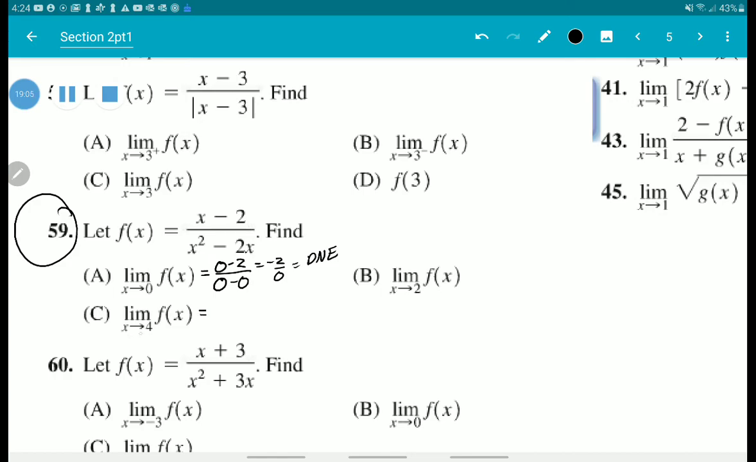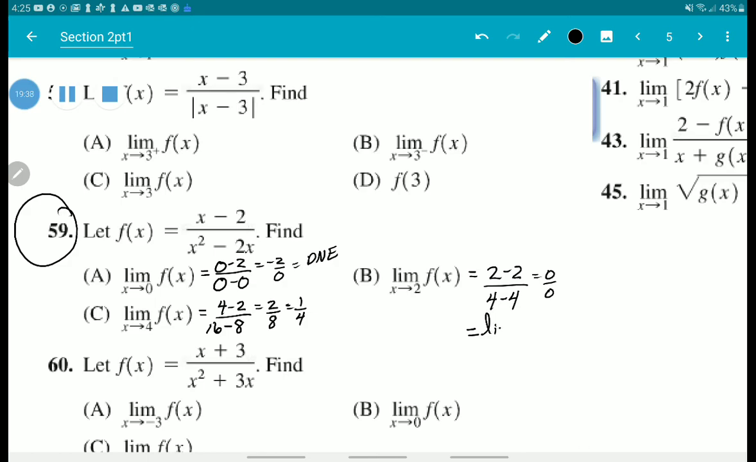We can find the limit at 4. So this is going to be 4 minus 2 over 4 squared, which is 16, minus 2 times 4, which is 8. So we're going to get 1/4 there. But if we look at B, we're going to have 2 minus 2 over 4 minus 4, which is giving us that indeterminate form. Anytime you get that indeterminate form, you have to factor and reduce.